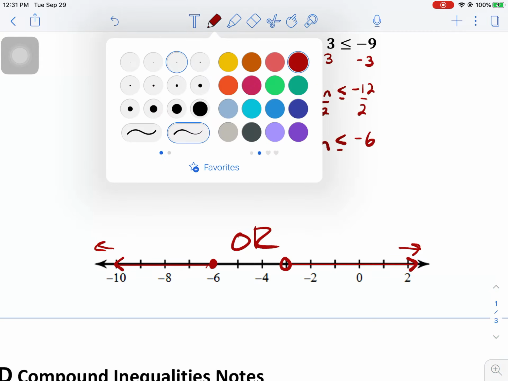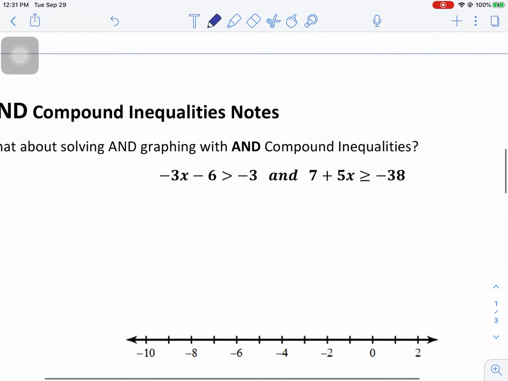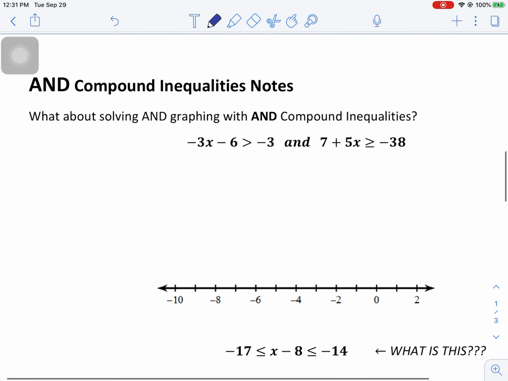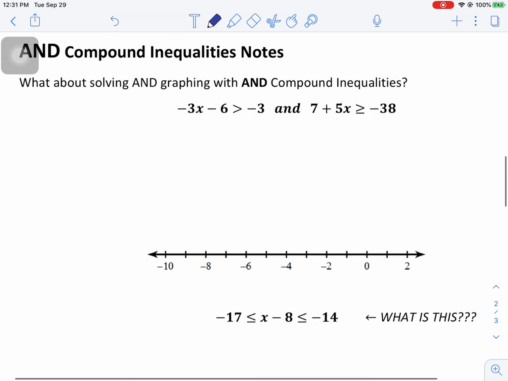The reason that's important is because "and"s are a little bit different. So, solving and graphing with "and" compound inequalities. Here we go. With an "and" inequality, same thing, I'm just going to solve on both sides. So we're going to add 6 to each side.